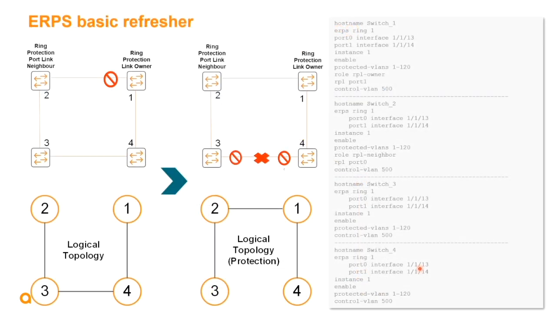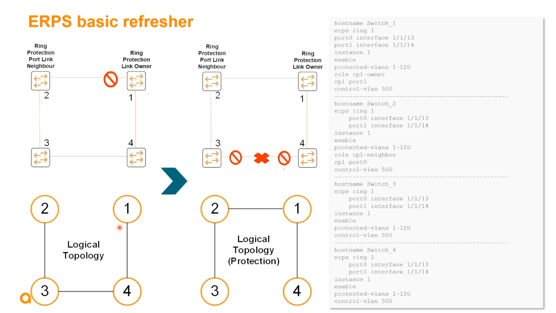So just a bit of a refresher on ERPS. Here we show an ERPS configuration with 4 switches in what we call its idle state, and we have something called a ring protection link owner and a ring protection link neighbor. In an idle state, typically this link between the owner and the link neighbor is blocked to traffic, and the logical topology is shown below. It's a bit of a horseshoe actually.